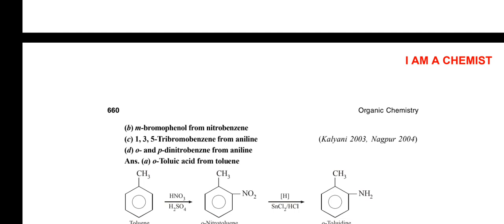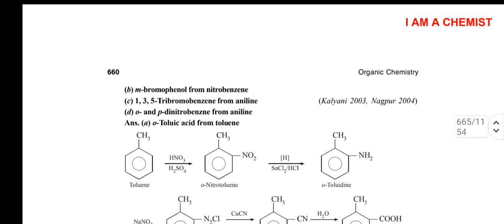Metabromophenol from nitrobenzene. C. 1,3,5-tribromobenzene from aniline. D. Ortho and para-dinitrobenzene from aniline. Answer of A: orthotoluic acid from toluene is formed as follows.